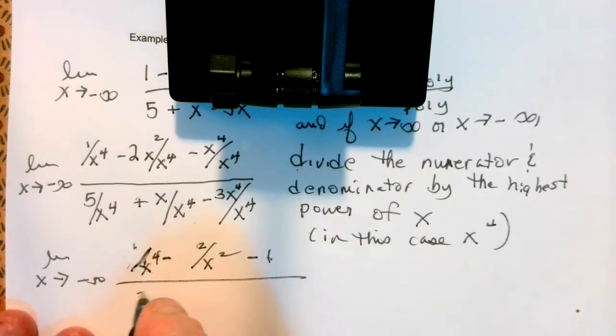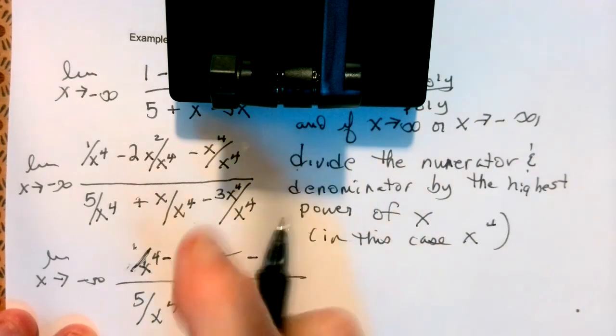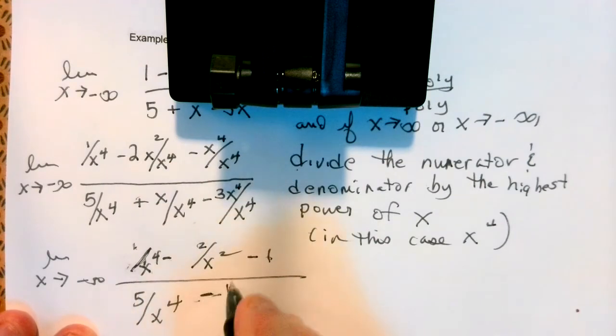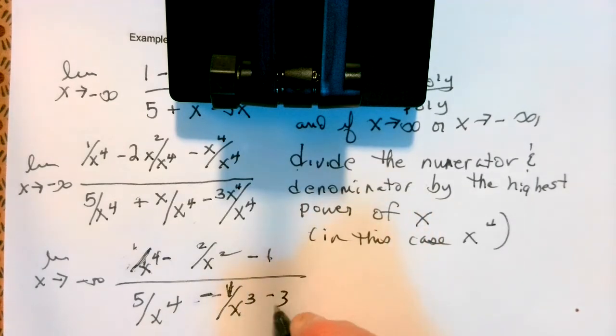Okay, in the bottom, we've got 5 over x to the 4th minus 2 over, minus, that's going to be 1 over x cubed. And then this will reduce to 3.